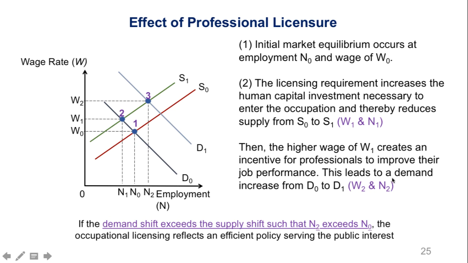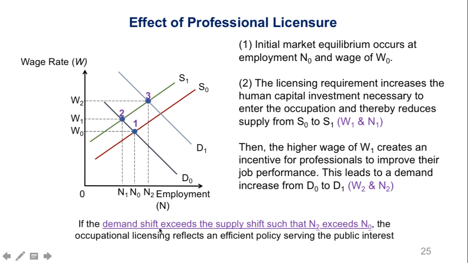So that leads to demand increasing from D0 to D1. The wage, or price, of the nurse increased to W2, and the quantity demanded for nurses increased to N2. This is point 3. So we move from point 1 to point 2 by the leftward shift of the supply, and then by the rightward shift of the demand, we move to point 3.